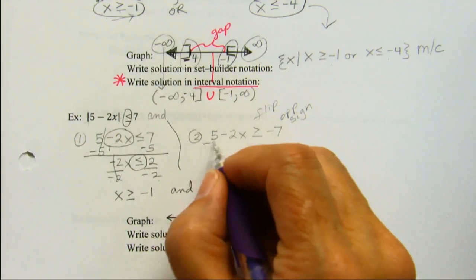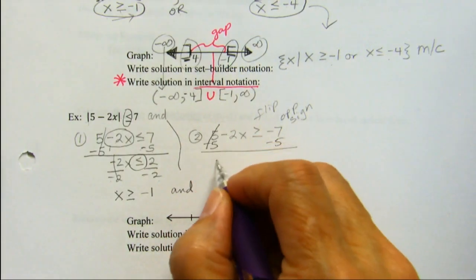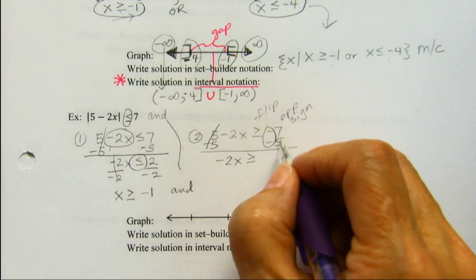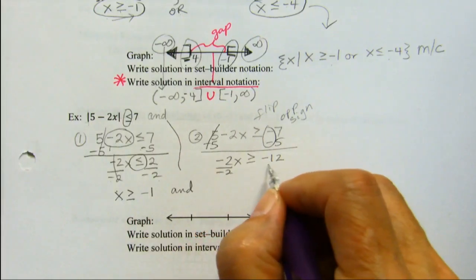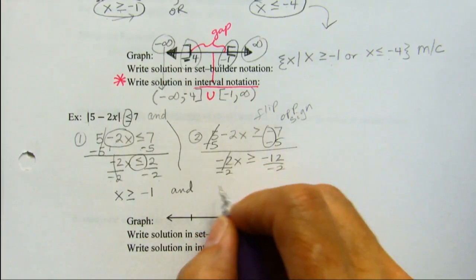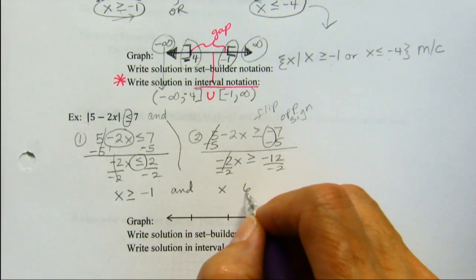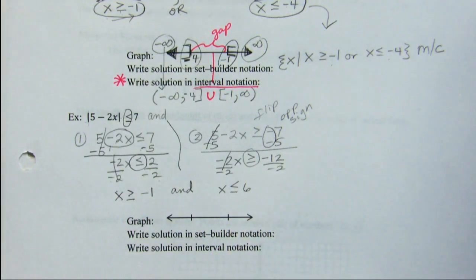Second equation, subtract 5. Negative 2x greater than or equal to. They're both negative, 7 and 5 make negative 12. Divide by negative 2, and I have x. Negative 12 divided by negative 2 is 6, and flip your inequality because we divided by a negative.